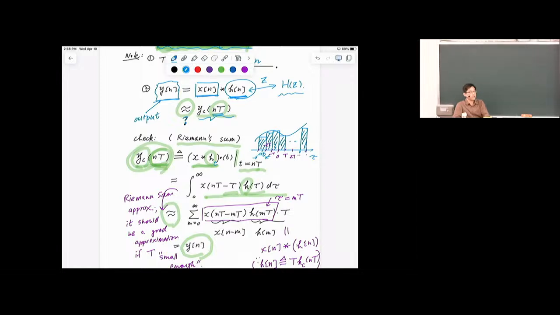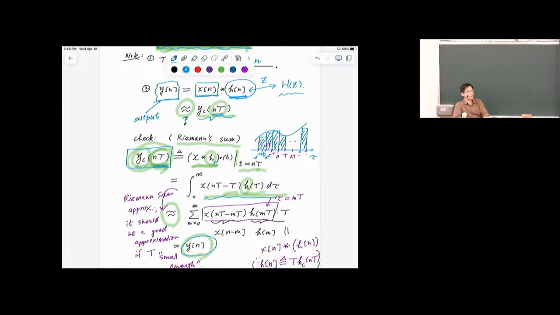So this is the way we can kind of convince ourselves. This is an evidence or a support. Okay? This encourages us to think that, hey, our design is a good one. Because by definition, it's a Riemann sum approximation of that integral. Okay? Because of that, our discrete output should be approximately equal to the desired continuous output sampled at nT.